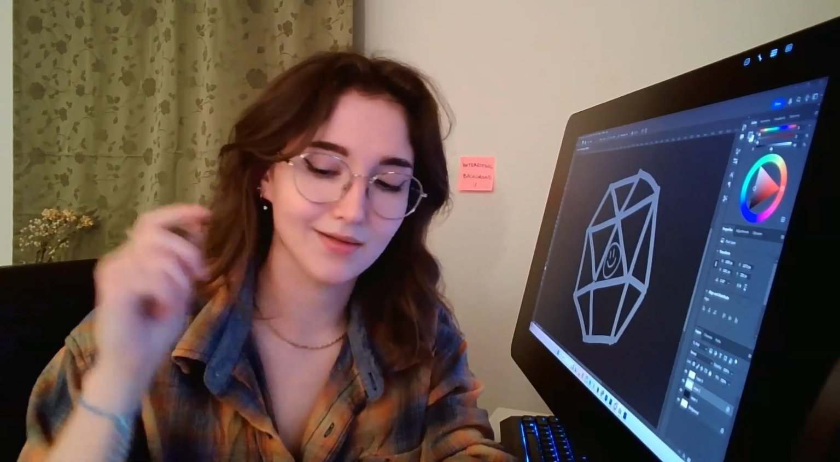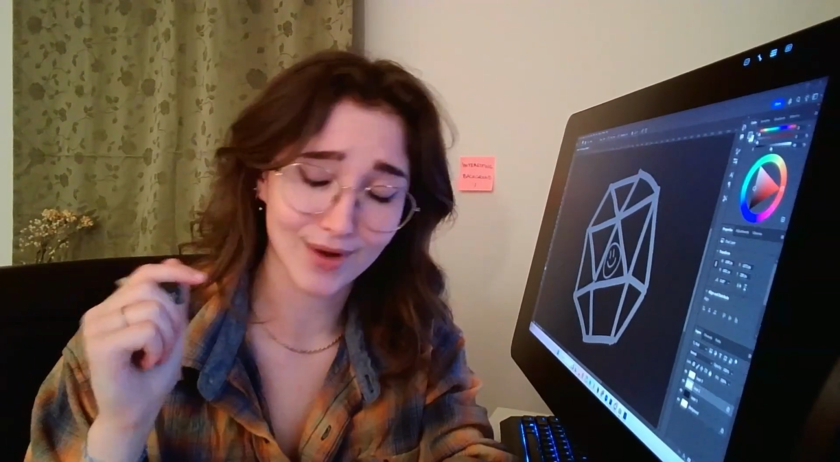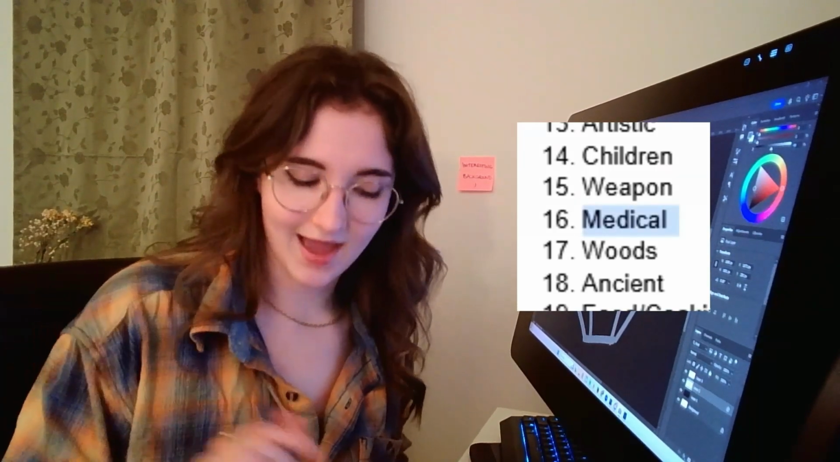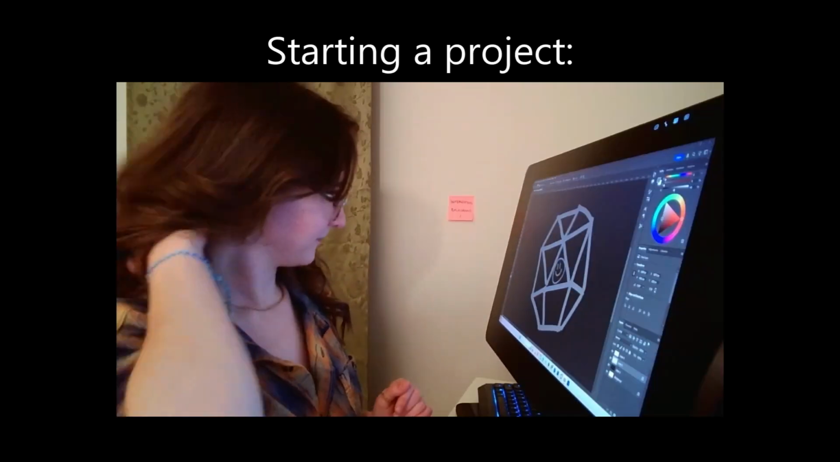Okay, we got me on the dice cam, which is me literally just holding my phone because that's the budget we're at right now. It's time to roll the dice. Okay, 16. We got medical. That will be interesting. Okay, this will be fun.